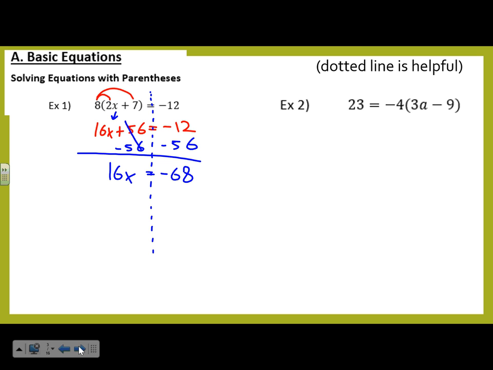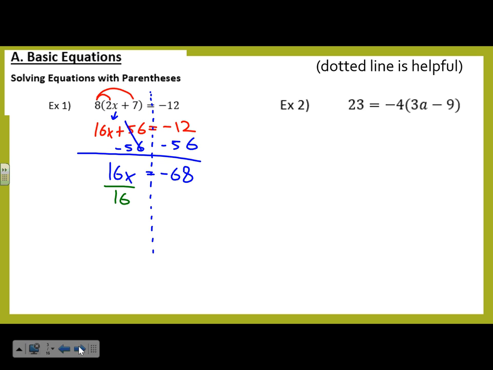Now, the reason I knew I did 56 first instead of the 16 is because you do the order of operations, but since we're solving, we're working backwards to find the answer. So since we're working backwards to find the answer, we actually have to do the order of operations backwards. So we actually do adding and subtracting before we get to multiplying and dividing. So now we have multiplying and dividing.